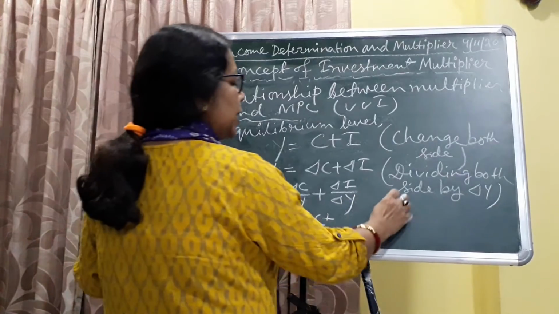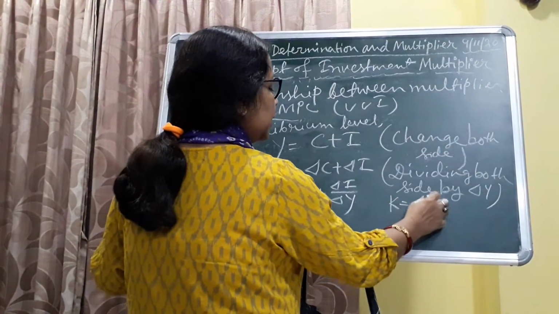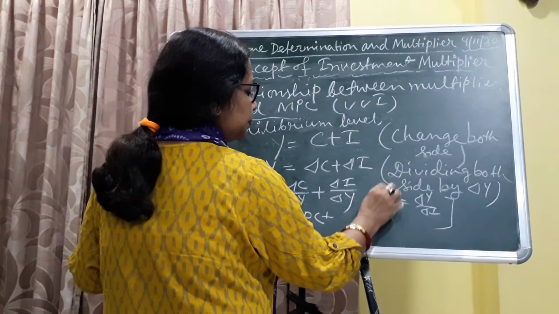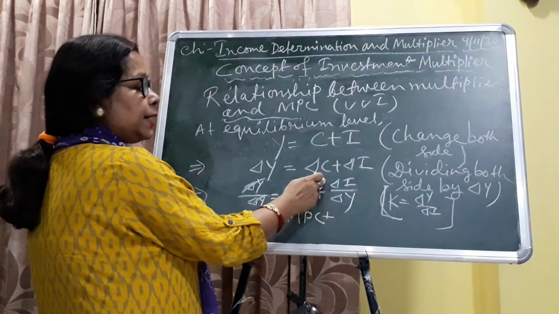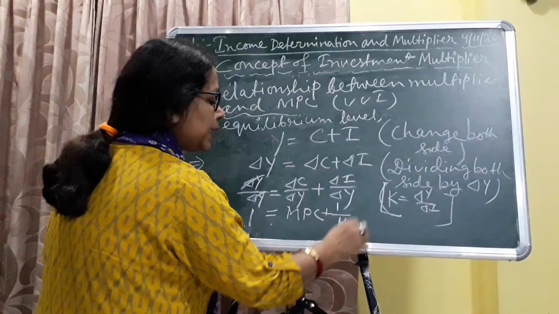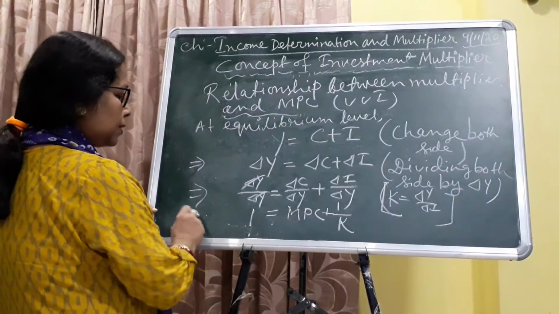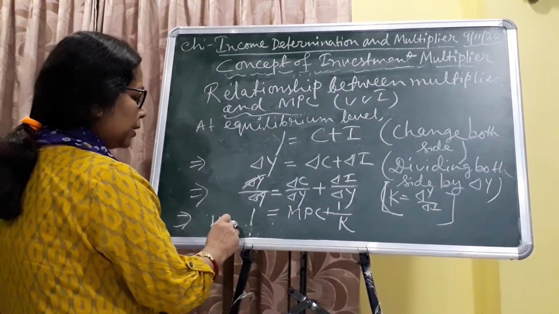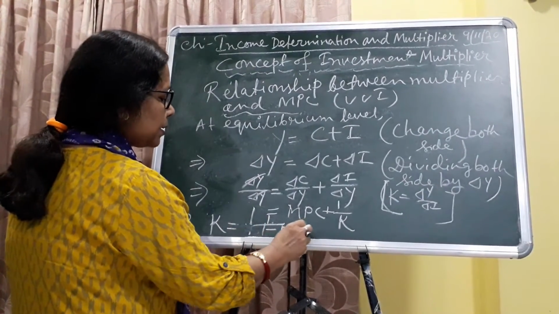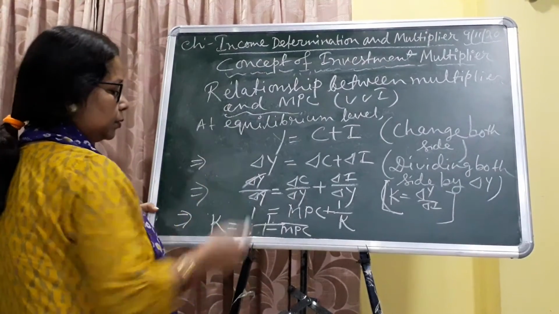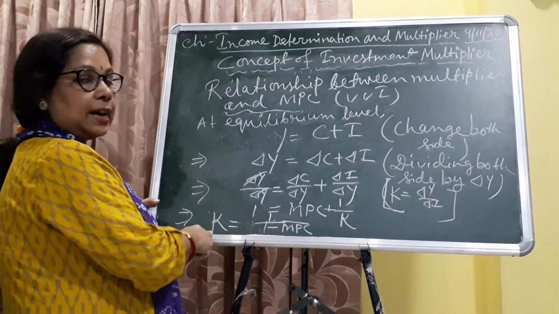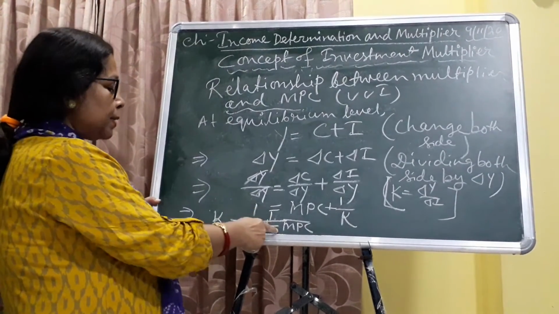We have written here K equal to delta Y by delta I. So del I by del Y we can write as 1 by K. Now next, K equal to 1 by 1 minus MPC. So K equal to 1 by 1 minus MPC. This is the relationship between the MPC and K.